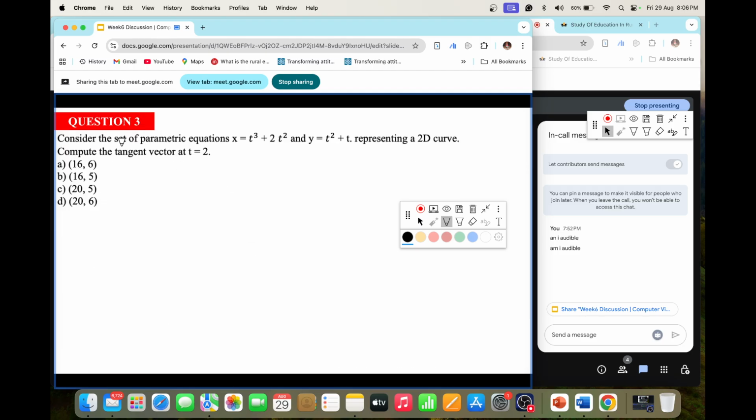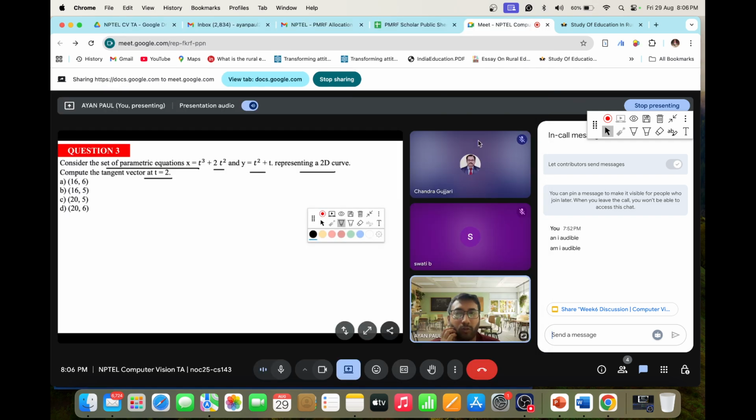This is important. Consider a set of parametric equations, x, y, representing a 2D curve. Compute the tangent vector at t equals 2. So can you do this? Compute the tangent vector. Any guesses how to do this?